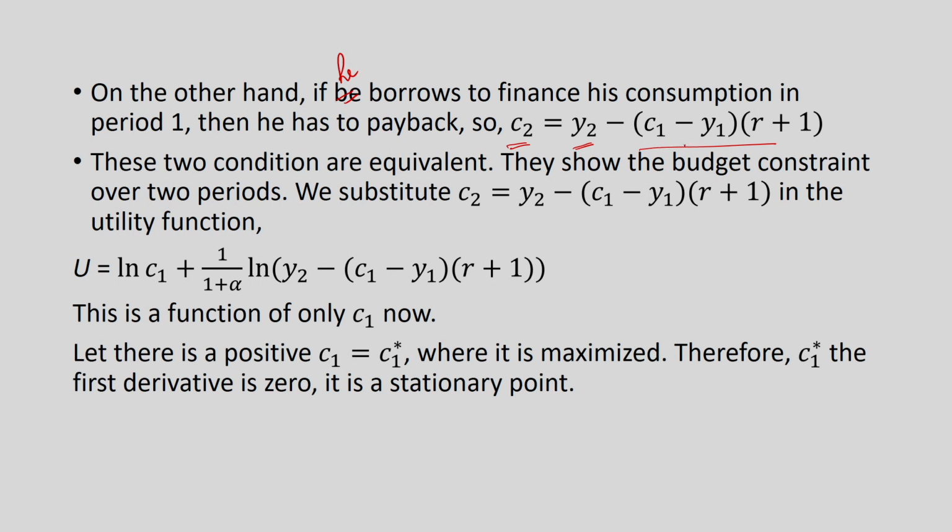Remember, in period 1 he has consumed C1, whereas his income was y1. So, this was the amount of borrowing that he did in period 1. On that there is this rate of interest. So, this is the total amount of money that he will have to pay back in period 2. So, that has to be subtracted from his income. Therefore, this is the consumption that he can afford in period 2.